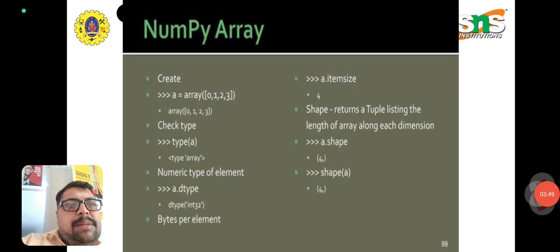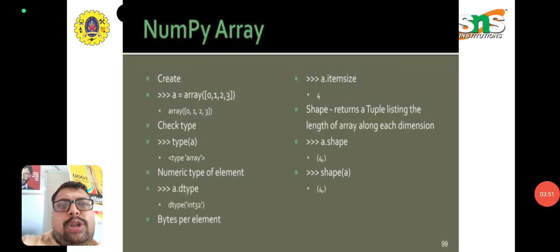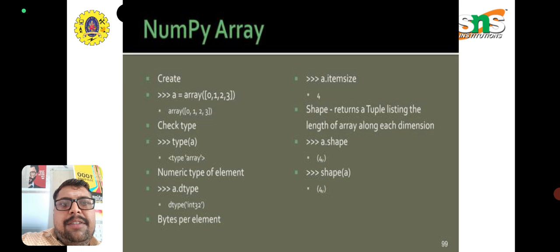Okay, let's see an example of this. First you create an array with values 0, 1, 2, 3. Here the index values are: array of 0 is 0, array of 1 is 1, array of 2 is 2, and array of 3 is 3. Always the index starts from 0. Next, we check the type of the array. Next, a.dtype is int32, that is, the array's dtype is integer.